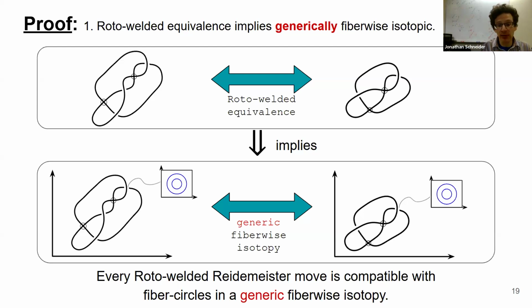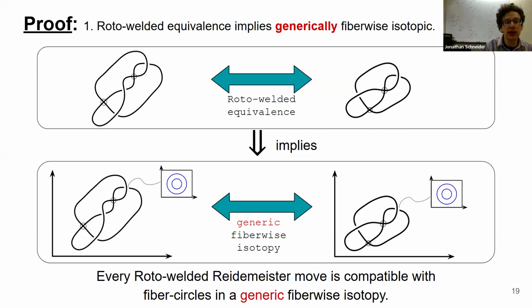Every roto-welded Reidemeister move is compatible with the fiber circles in a generic fiberwise isotopy. Emphasis on the word generic here. The torus has to move in a way so that the shadow it casts looks like it's moving via Reidemeister moves. That's what we mean whenever I use the red font for generic. It means that the shadows are moving through Reidemeister moves.